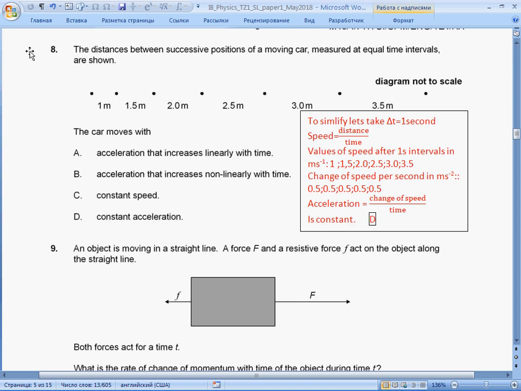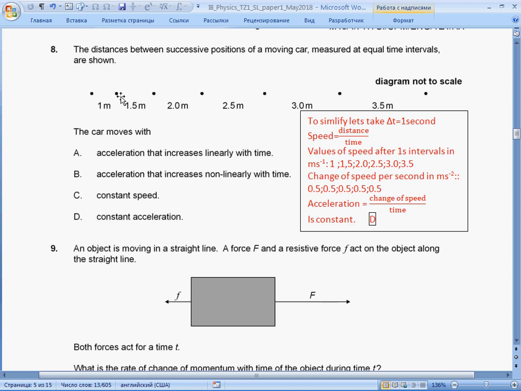The distances between successive positions of a moving car, measured at equal time intervals, are shown. Right. So the strongest statement here is constant acceleration. Let's check. Speed is distance divided by time. Let's take the time to be 1 second. Then here we have 1 meter per second, 1.5, and so on.